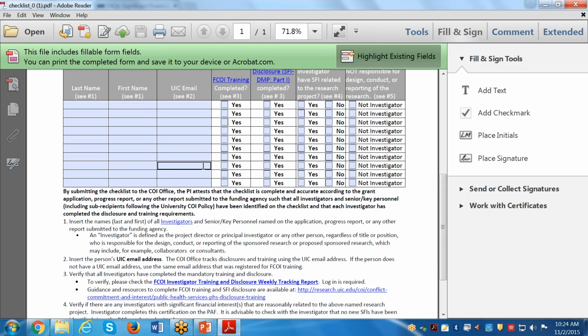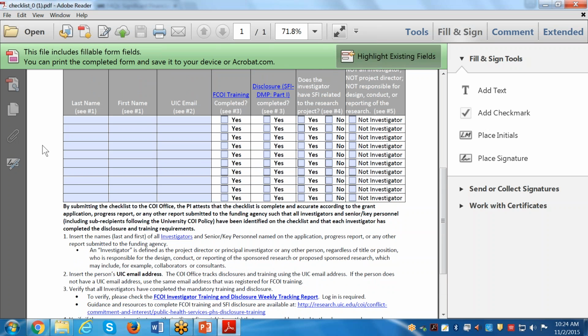Someone asked me if email is required. It's probably really up to you. I don't think we would have to have it, but I do think we have to have the name. What we want is for you to fill in the names of anyone who's in your senior key section, and through that process, you can assess whether or not that person is not an investigator and indicate that.